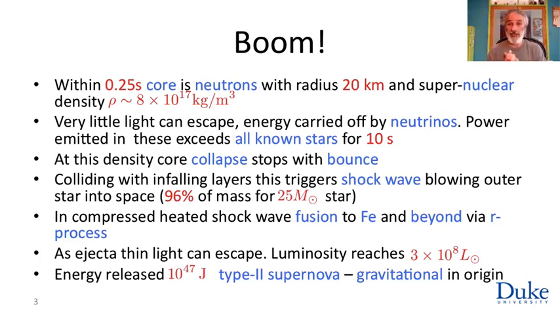It can be 300 million solar luminosities. So this again is the luminosity of an entire galaxy, on the scale of the luminosity of a galaxy coming out of a star. The total energy released is some humongous number, 10 to the 47 joules in light and more in neutrinos, and the phenomenon is what is called a type 2 supernova.